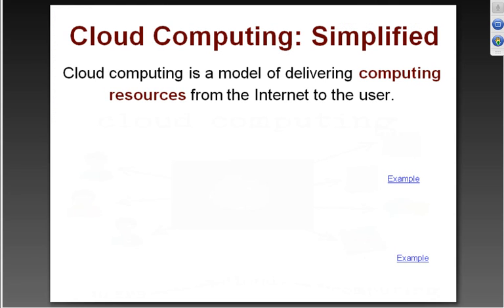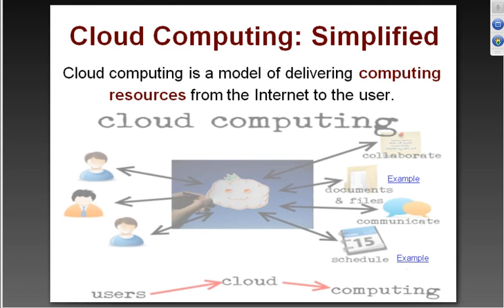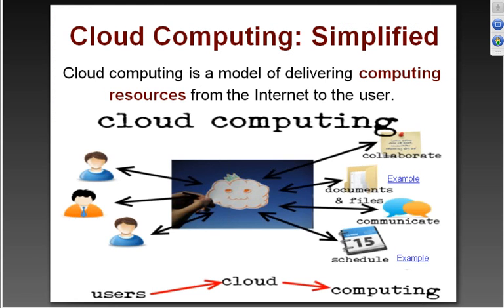So when you look at cloud computing, this is how it looks. Cloud computing is very simplified. It is a model for delivering computing resources from the internet to the user. So the key aspect here is the computing resources that you already learned, and the internet is the second one. That means unless you have internet, you cannot use it. What it means is that cloud computing is a network-based one.